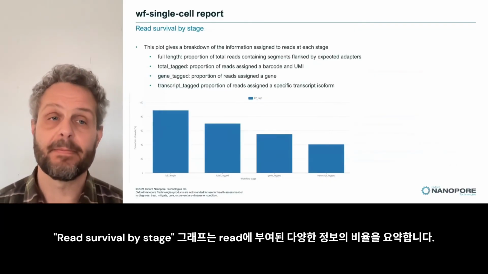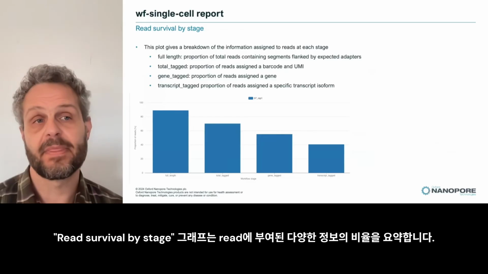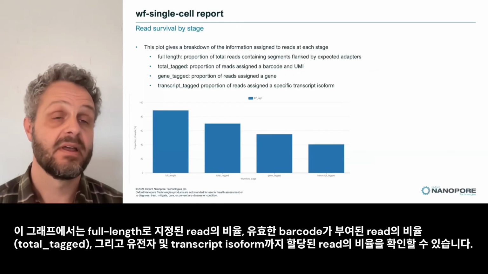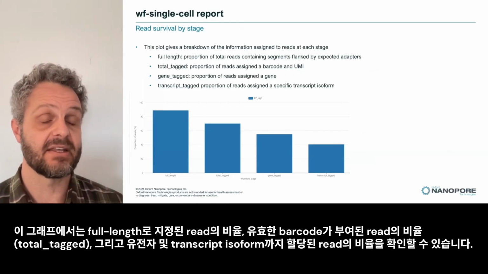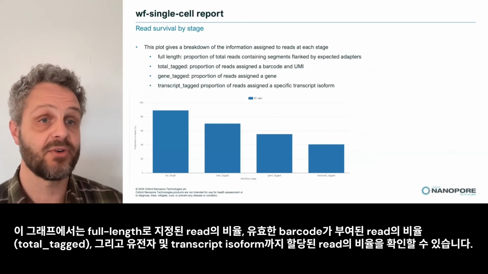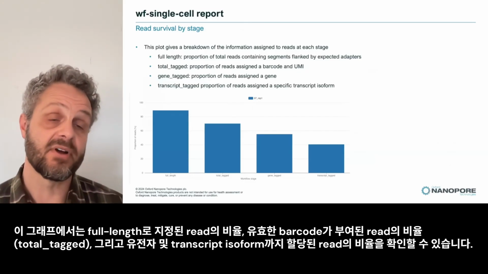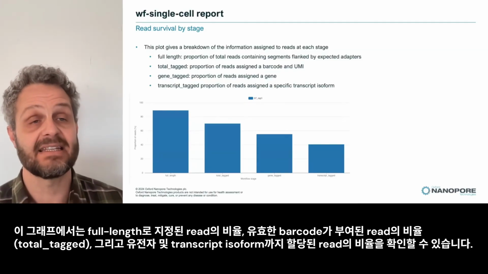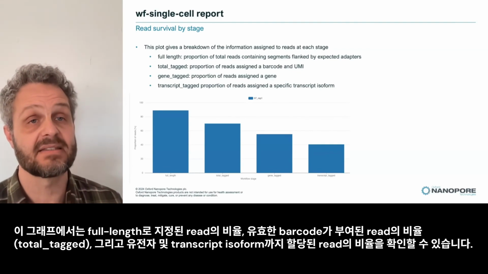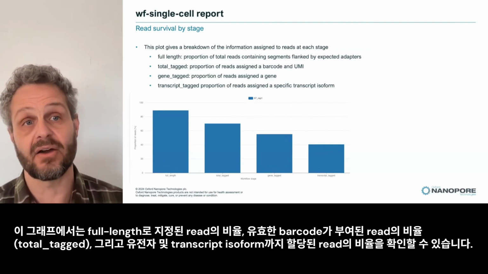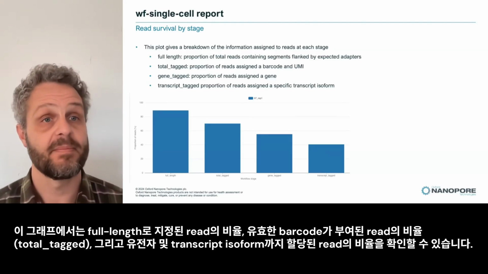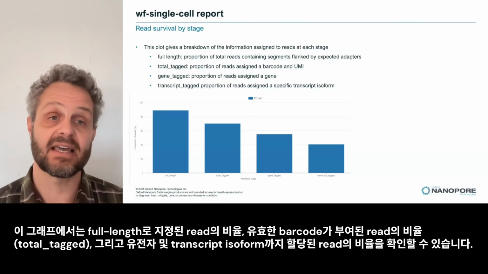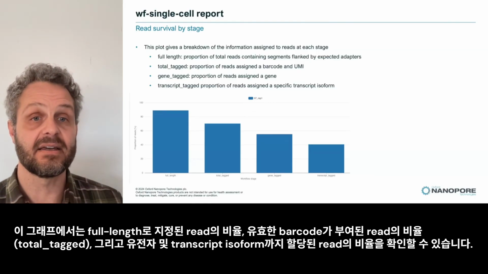Next, we have a plot which summarizes the proportions of reads that are assigned different information. So we see the proportions of reads that are assigned as full length, and the proportions of reads that are assigned as total tagged in this instance. Total tagged just means the number of reads that were able to be assigned a valid barcode. And then we've got the proportion of total reads that were able to be assigned a gene and a transcript isoform.